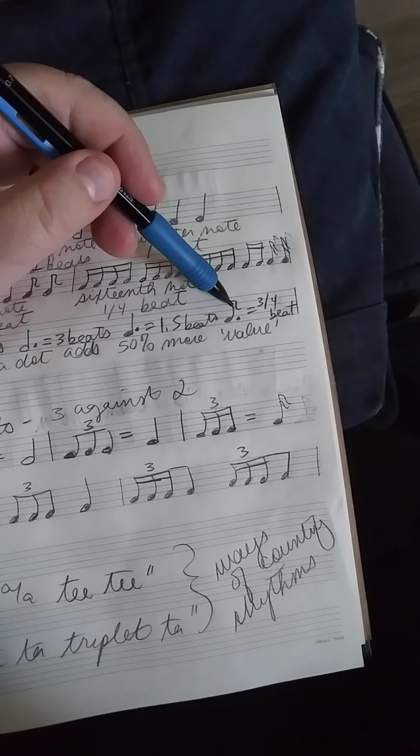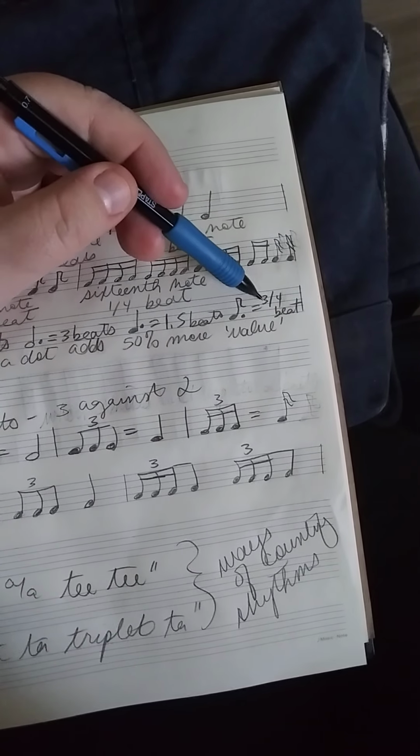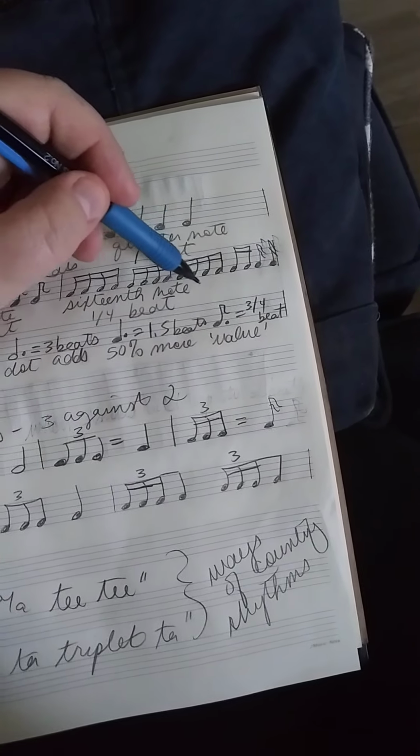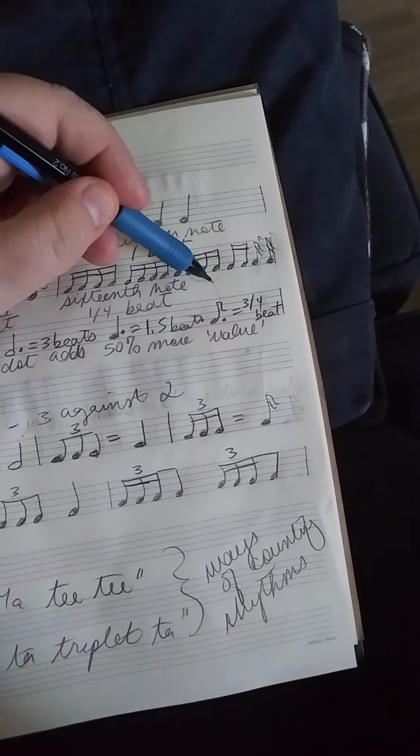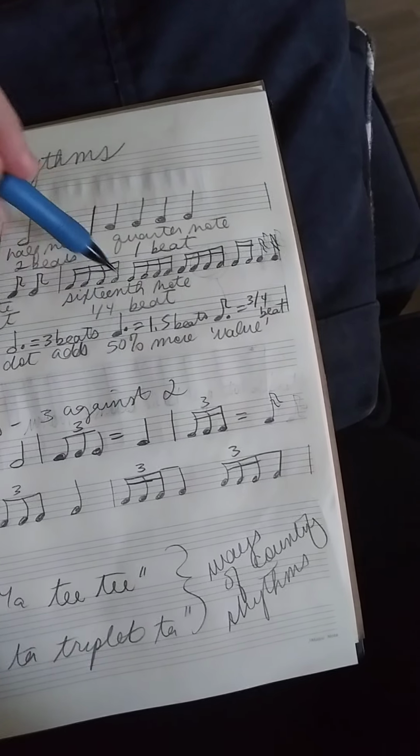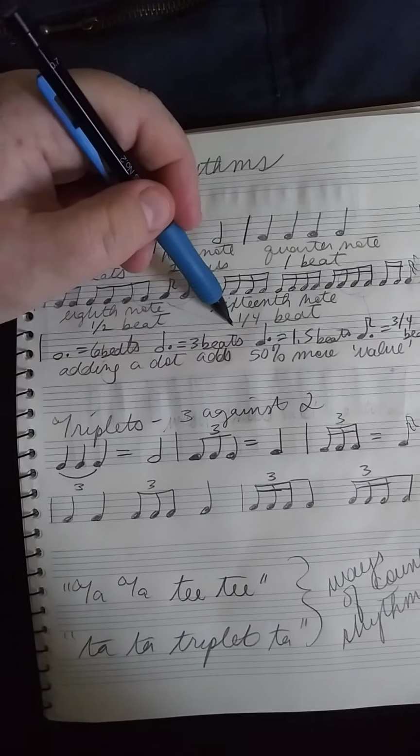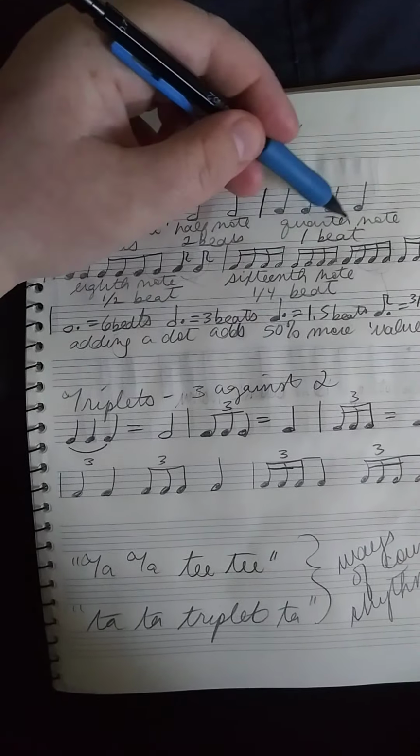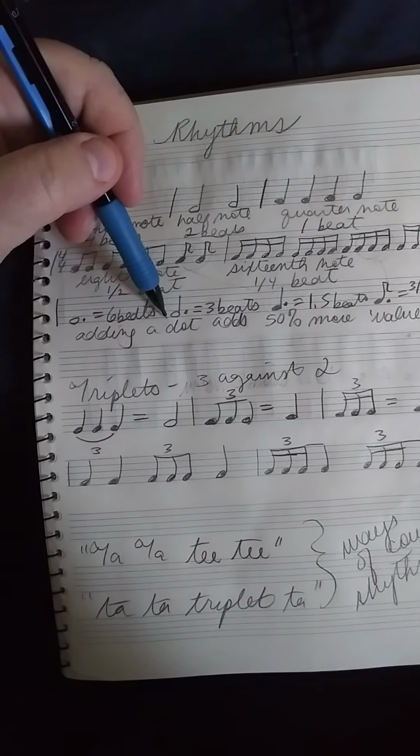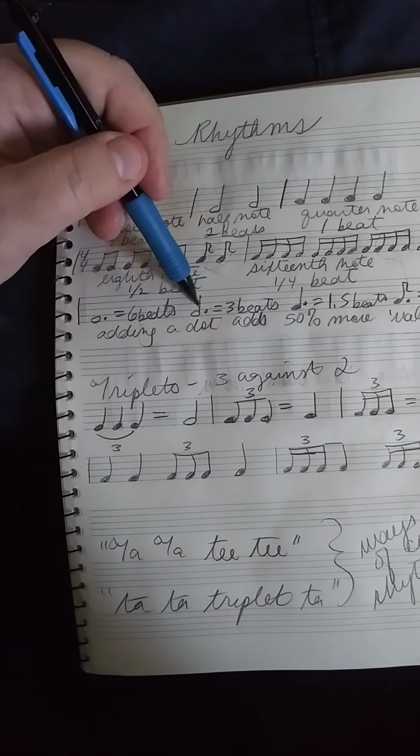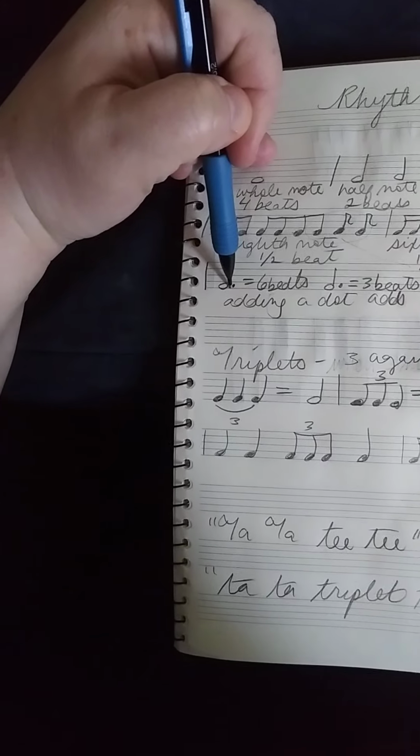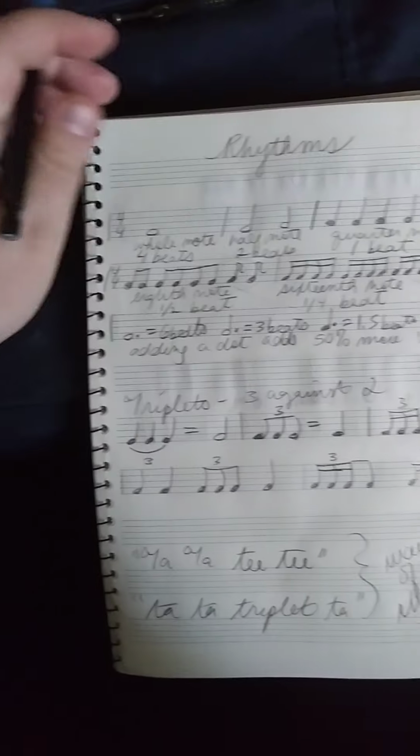A dotted eighth note will be worth 3/4 of a beat, or the equivalent of 3 16th notes, right? 3 16th notes. This one would be 3 half notes, okay? This one would be 3 quarter notes, and then this one over here would be like 3 half notes, all right?